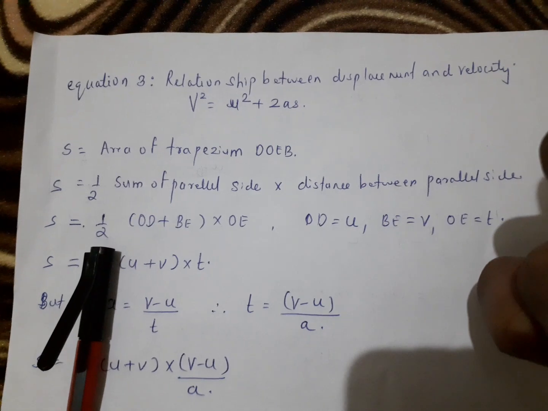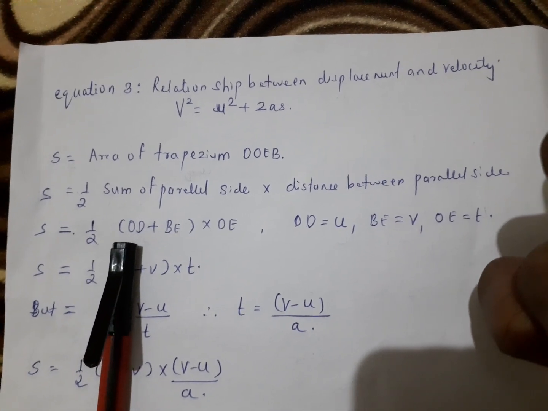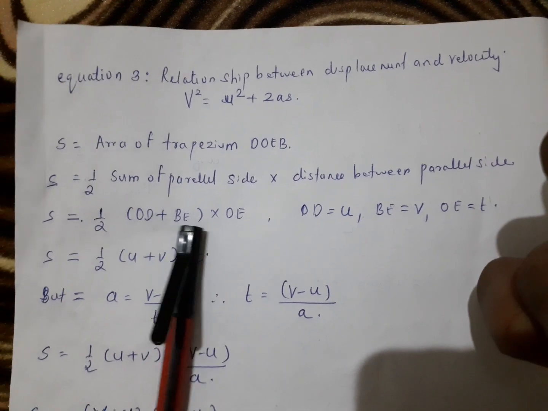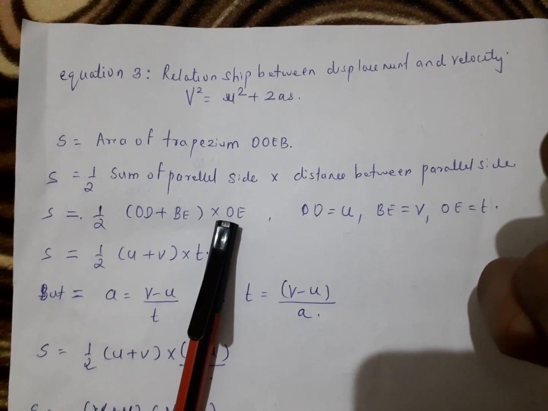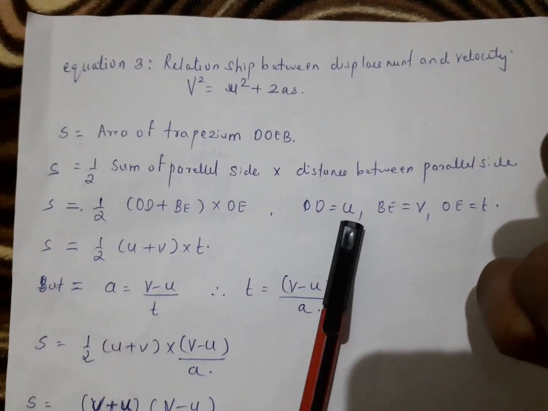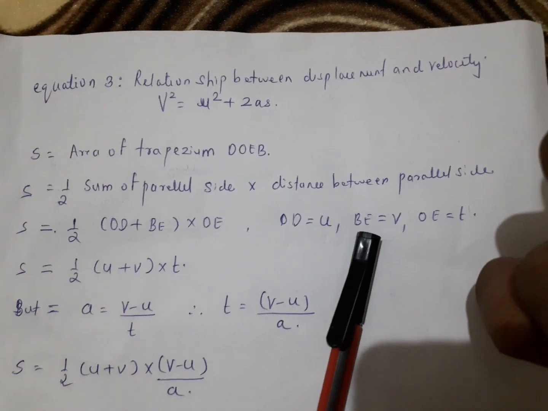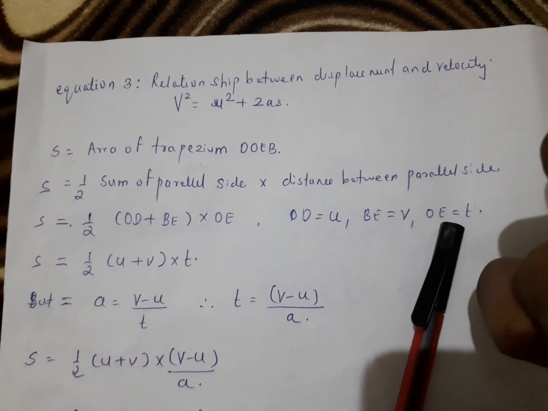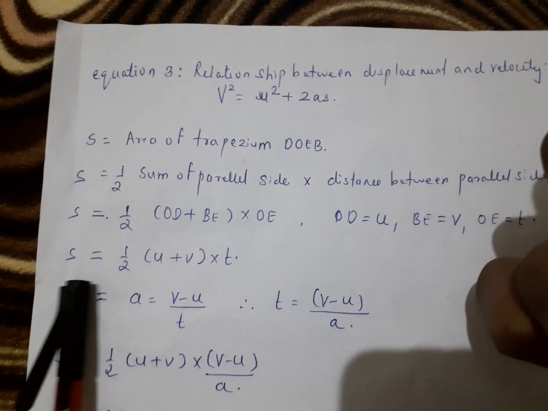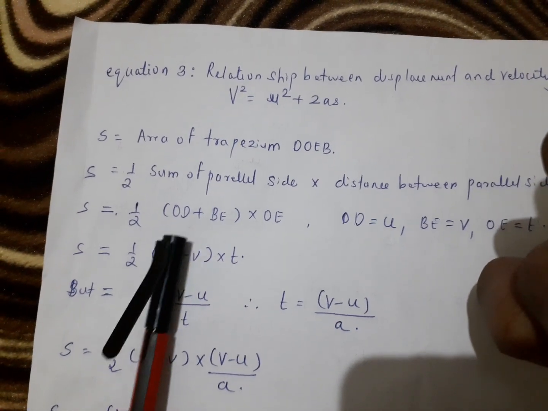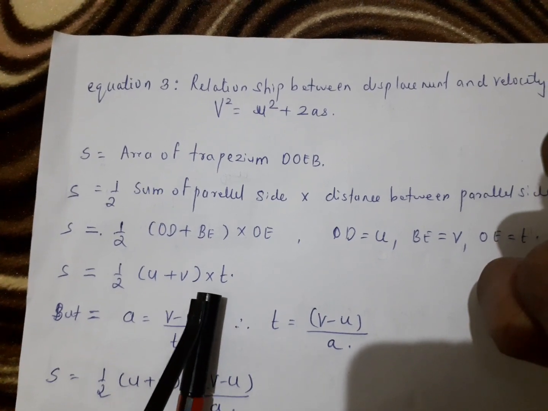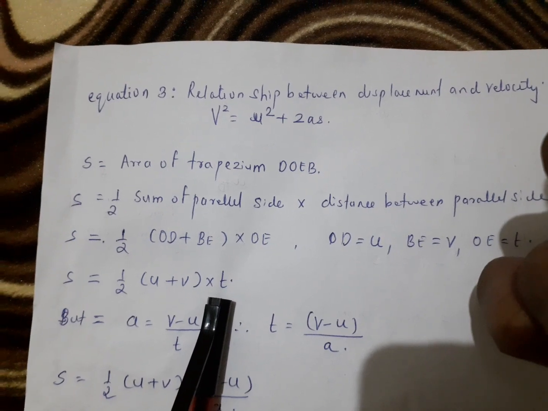So S is equal to half into the sum of the parallel sides, which are OD and BE, and the height of that particular trapezium is OE. Now we will replace these terms. OD is nothing but u, that is initial velocity. BE is nothing but final velocity, and OE is nothing but t, we know. So S is equal to half into, OD is replaced by initial velocity u, BE is replaced by final velocity v, and OE is the time taken for displacement.